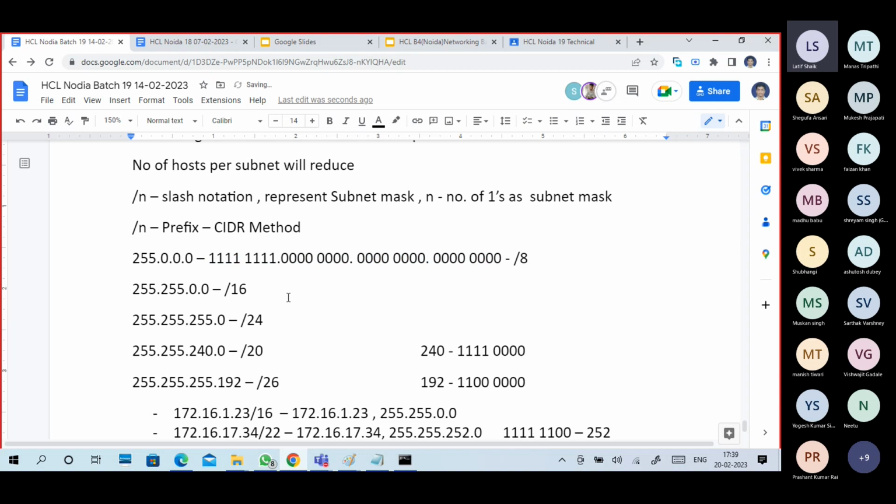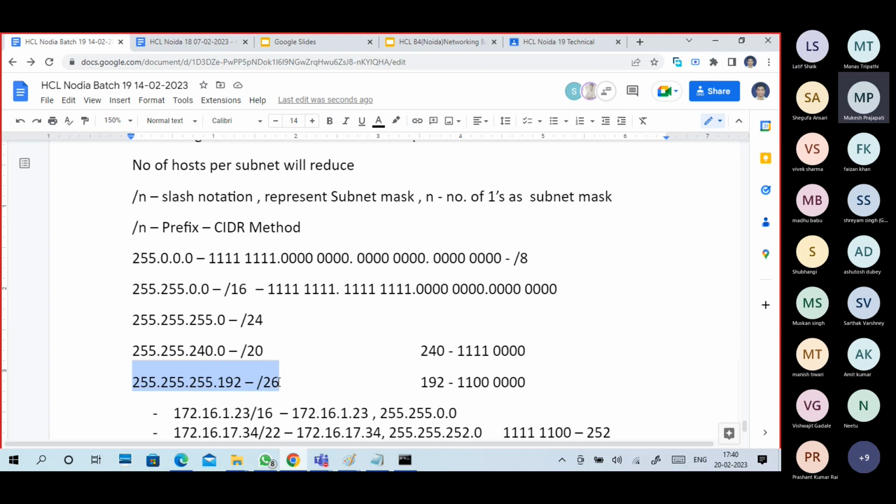So this is the subnet mask. So 255 in binary form is like this. So how many ones are there? 16, sir. 16. Same way, convert this subnet mask into binary also. So you will get to know how many ones are there. Same for this one and this one also.